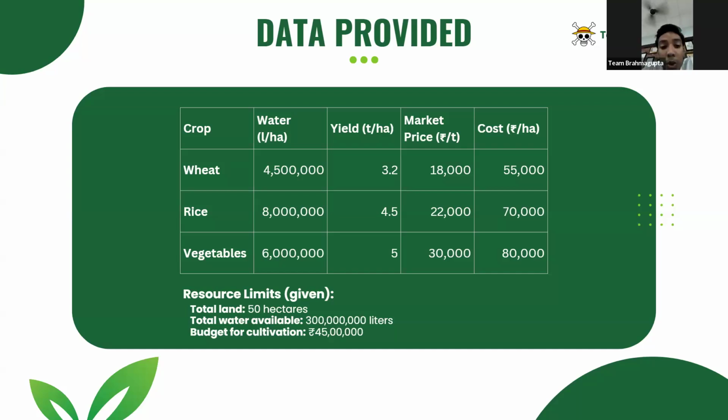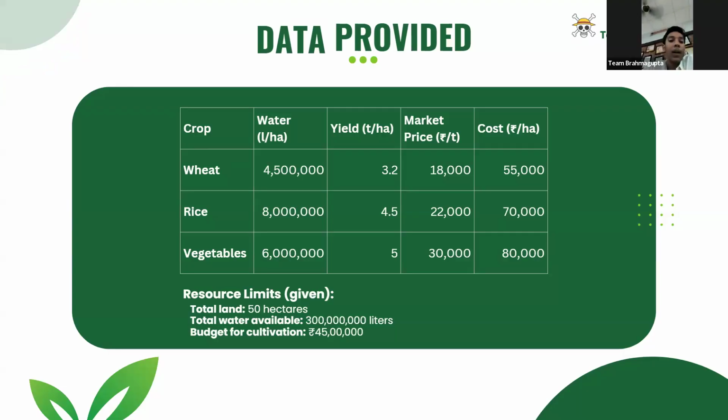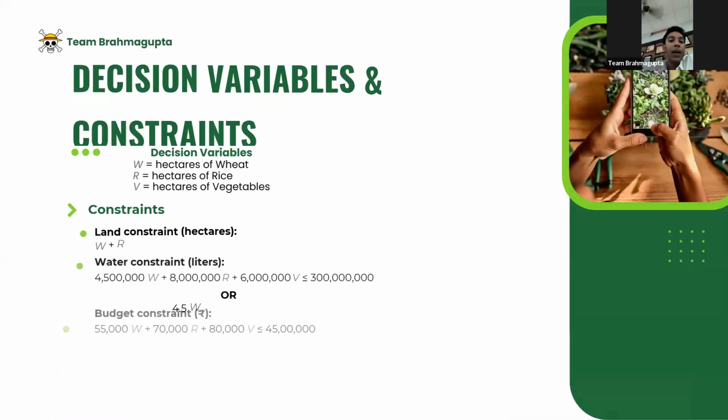And so on with vegetables. The resources given to us are: total land is 50 hectares, total water available is 300 million liters, and the budget for our cultivation is 45 lakh rupees. Moving forward to the next slide.